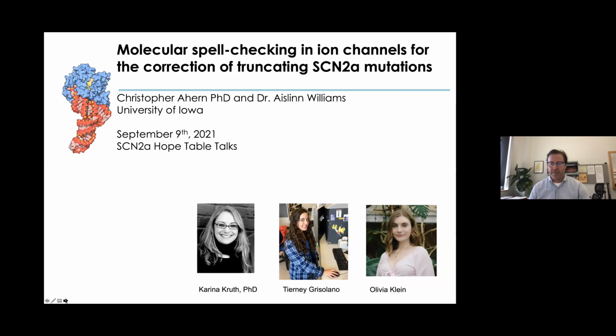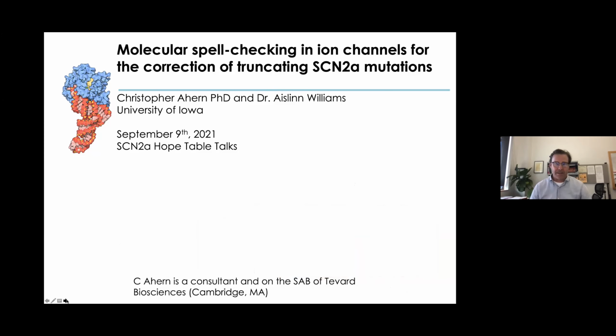And so this is the team that's been building the data that we'll be able to talk to you a little bit about today. So we can just go through the next slide quickly, just a declaration that I work with a small biotech named Tvard that's also developing therapies for SCN1A and SCN2A disorders.